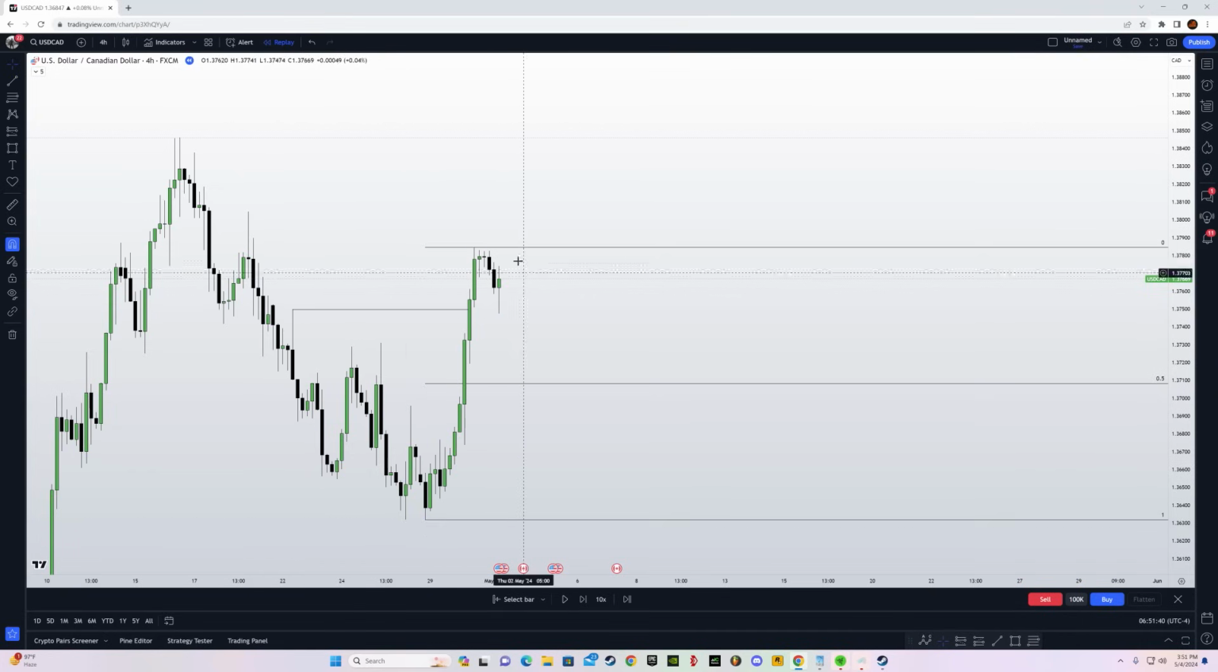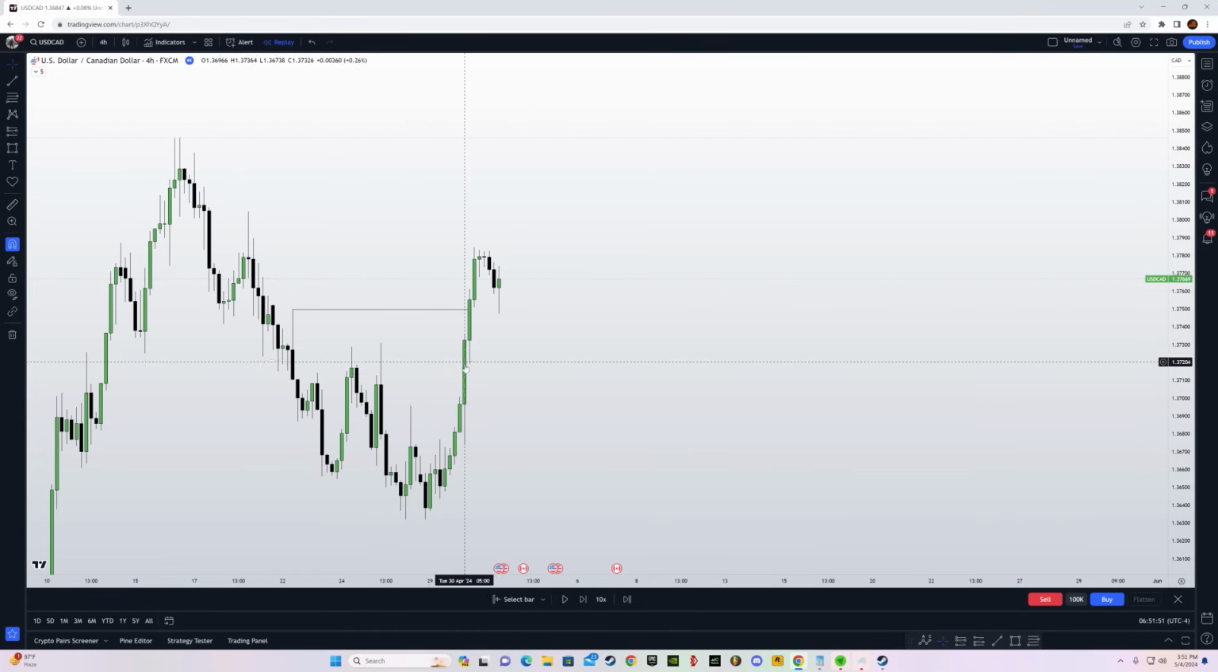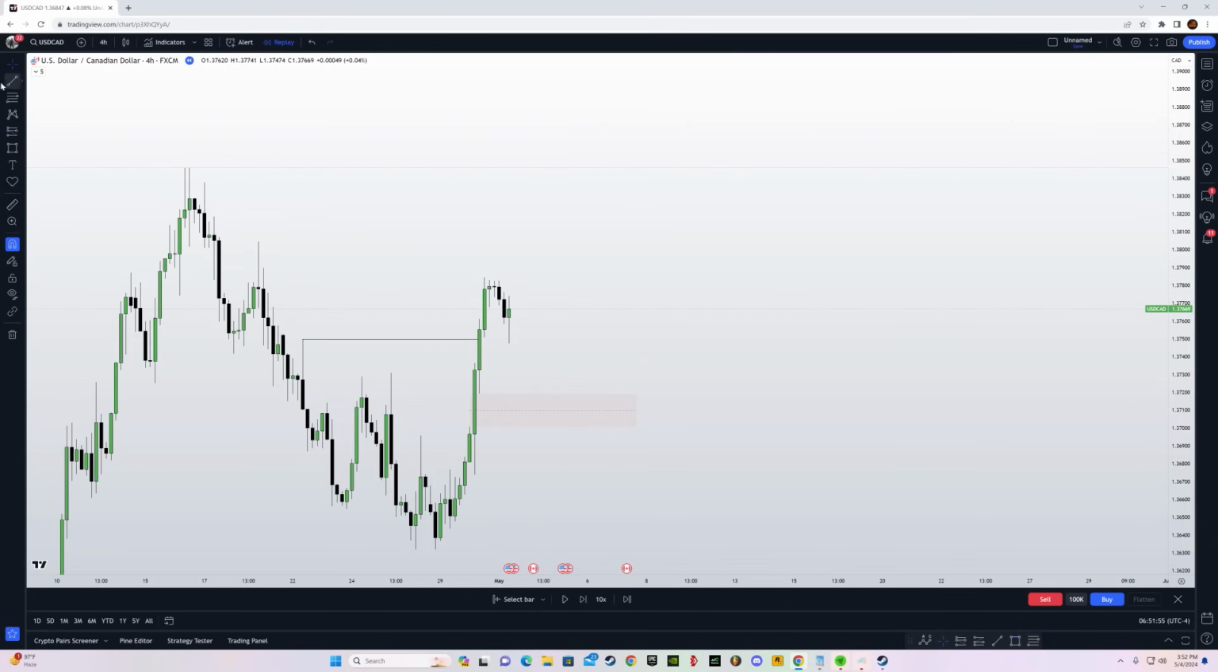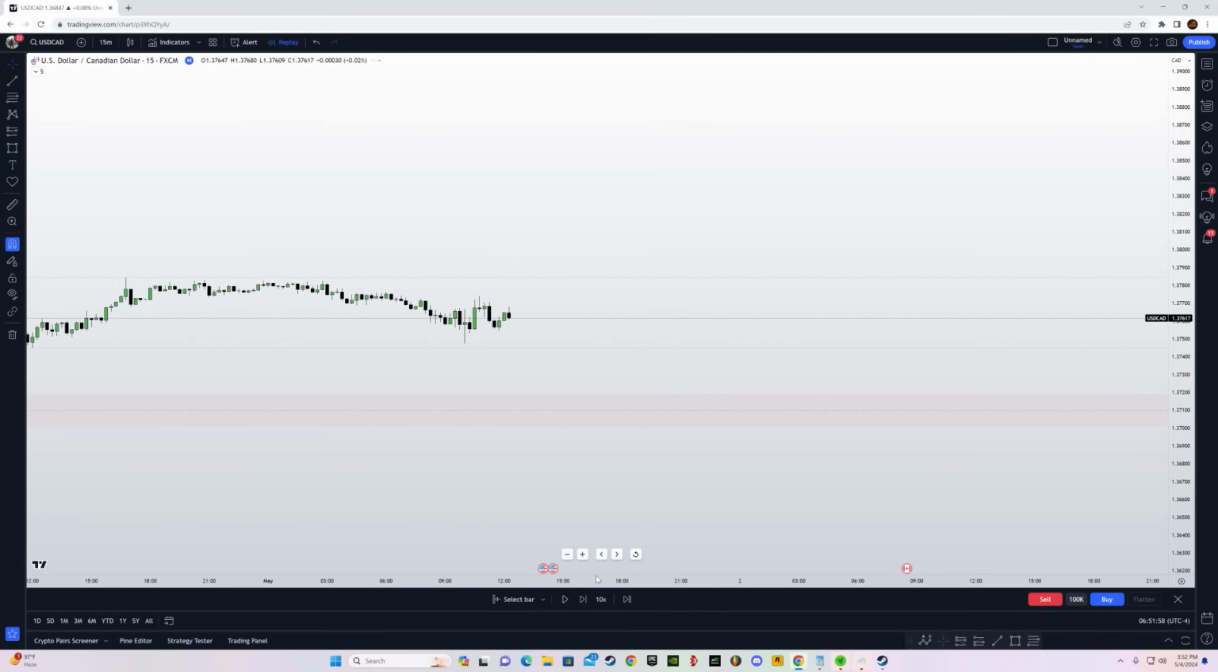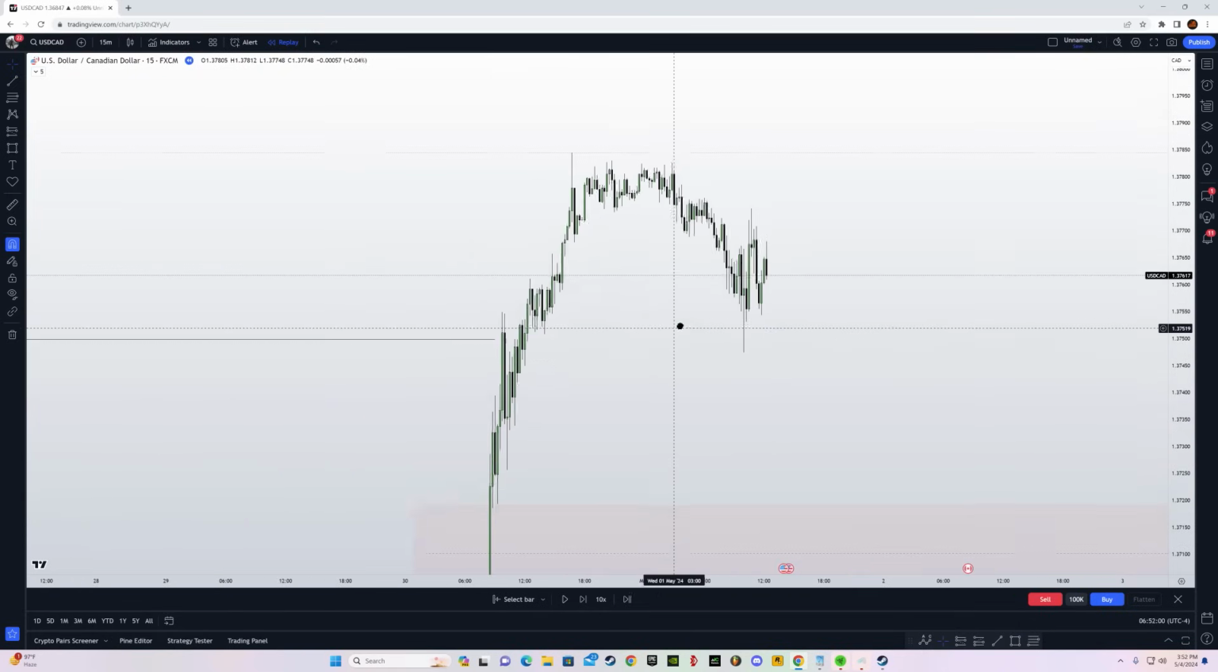So dealing range low, dealing range high, and you can see we have a fair value gap here as well. Now we don't have any fair value gap below, so we're going to use the most recent above the 50. So in this case, it's over here. So that's going to be my draw on liquidity. So I'm going to drop down to 15-minute time frame to look for a market structure shift.